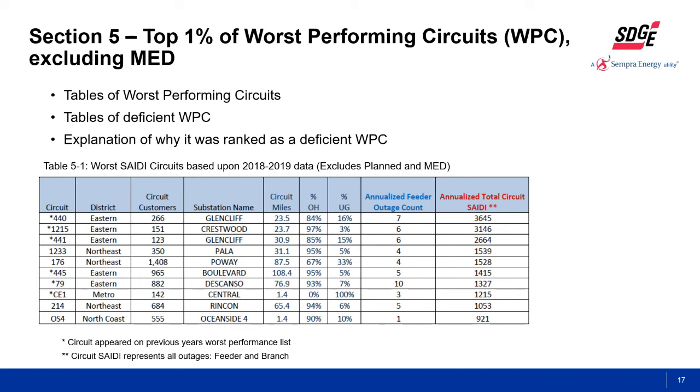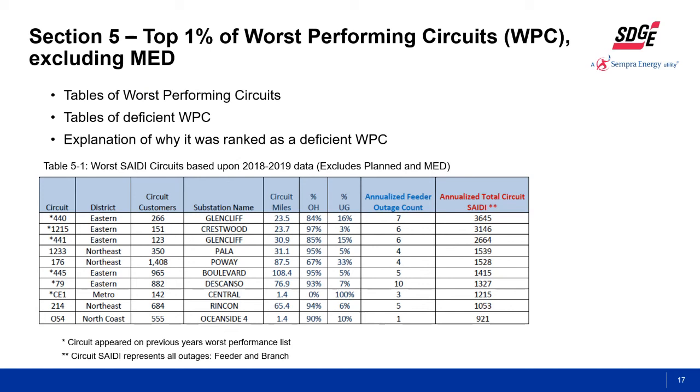Most of the circuits on this list are in more rural areas. You'll see the districts eastern and northeast are pretty well represented. And so those lines are predominantly of overhead construction, and they have more exposure in terms of circuit miles, and it can be significant.